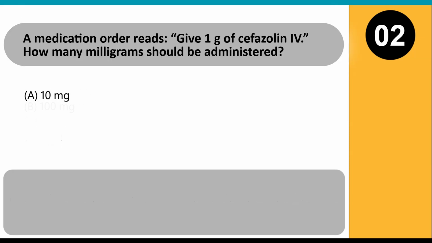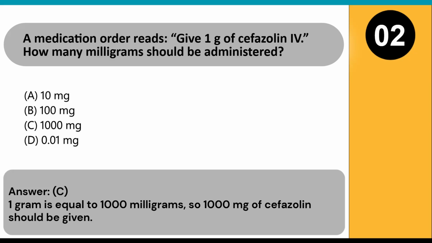A medication order reads, give 1 g of cefazolin. How many milligrams should be administered? A. 10 milligrams. B. 100 milligrams. C. 1000 milligrams. D. 0.01 milligrams. Answer: C. 1 gram is equal to 1000 milligrams, so 1000 milligrams of cefazolin should be given.